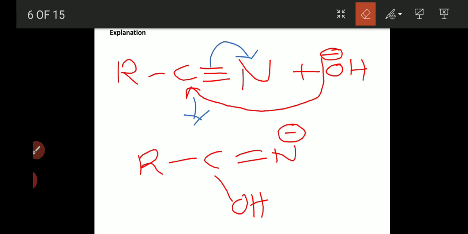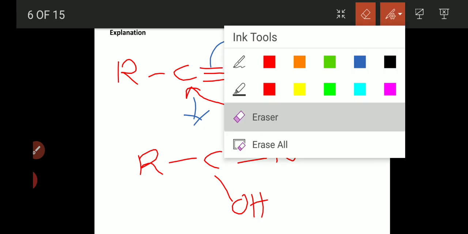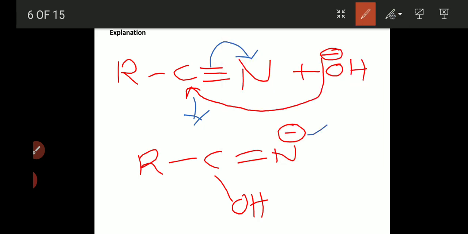So in between, we don't show C plus N minus separately, we just show the arrow onto nitrogen. That is, the bond is shifted to nitrogen. That's why nitrogen is getting negative charge. And carbon, as it is losing a bond, is forming a new bond with OH. That's why a new bond is formed between carbon and oxygen. So this is the first step.